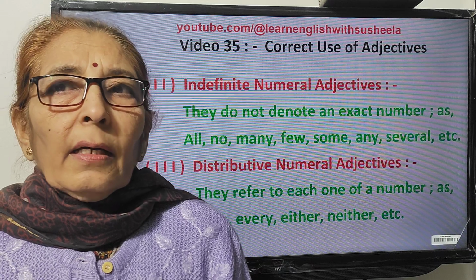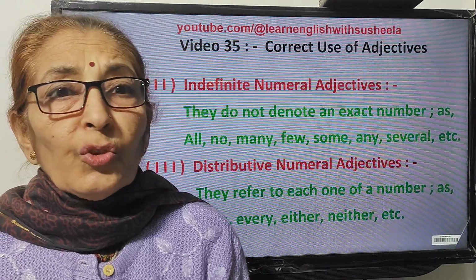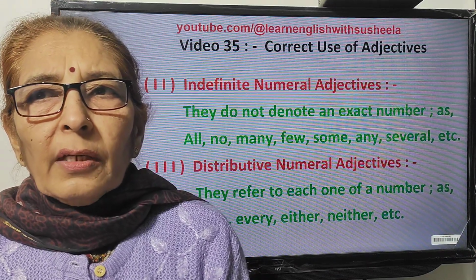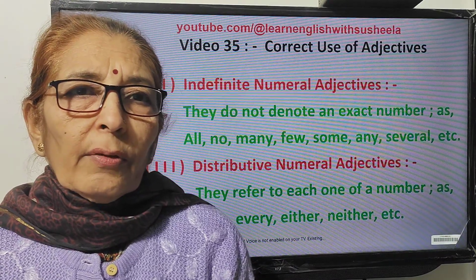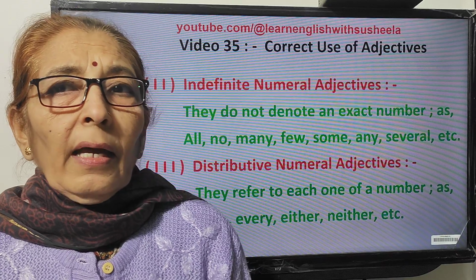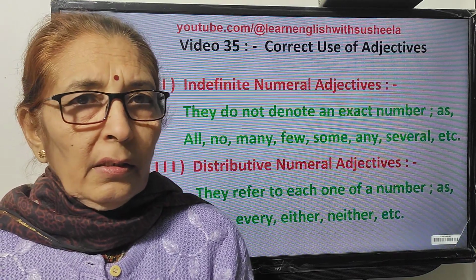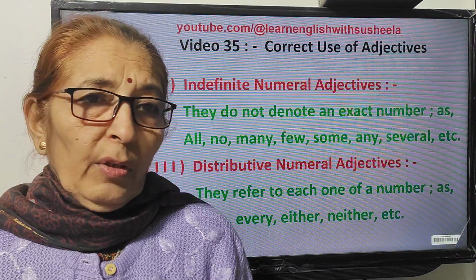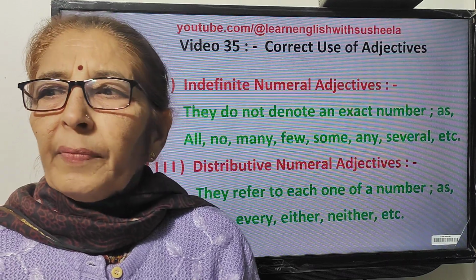Next, third is distributive numeral adjectives. They refer to each one of a member. Each one. And they are each, every, either, neither, etc. Each of the boys loves cricket. Every, India expects every citizen to do his duty. Either you or your sister broke this window pane. Same way, neither I nor my brother is at fault.